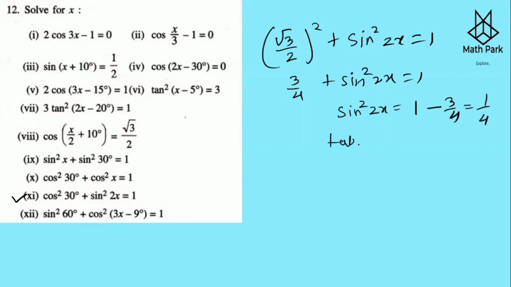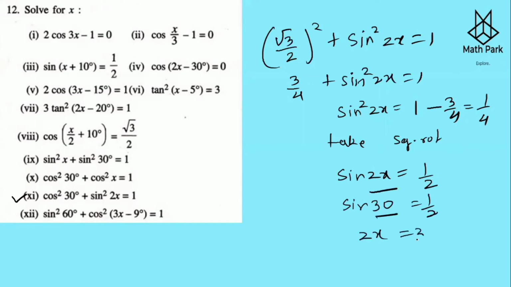Take square root of both sides. So taking square root, we get sine 2x is equal to square root of 1 by 4, which is 1 by 2. We know that sine 30 is equal to half. Comparing these two equations, you get 2x is equal to 30, or x is equal to 30 divided by 2, which is 15 degree.